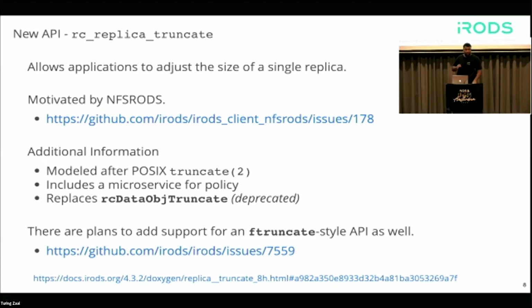There's also plans to provide an F-Truncate style API. This is a version of Truncate which works on open file descriptors. We haven't confirmed whether that's going to be included in a future release, but there's an issue for people who are interested in reading about it. And at the bottom of the page, we've also included links for the API documentation in case anyone wants to take a look at that.